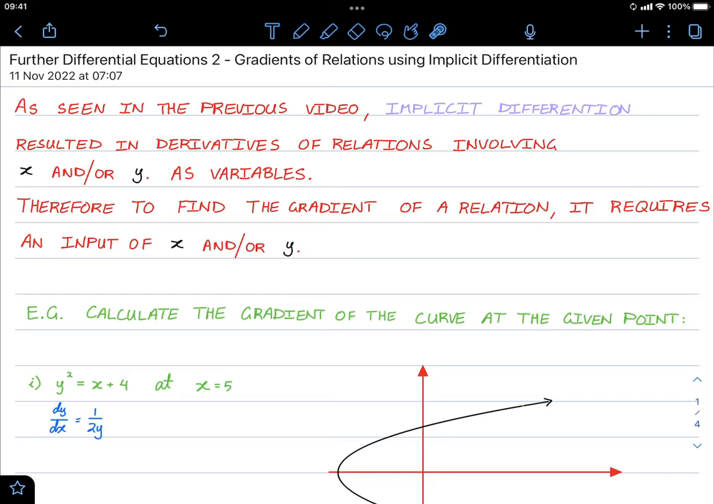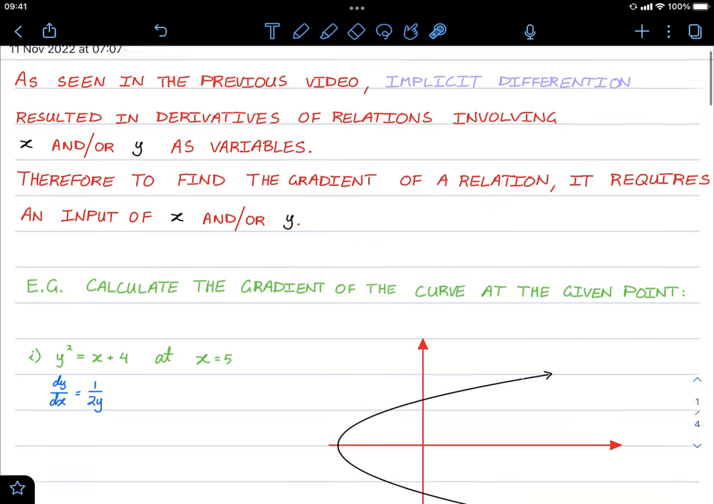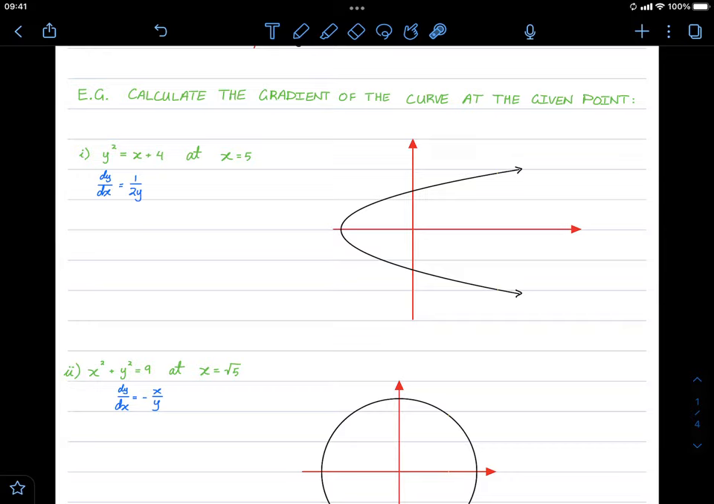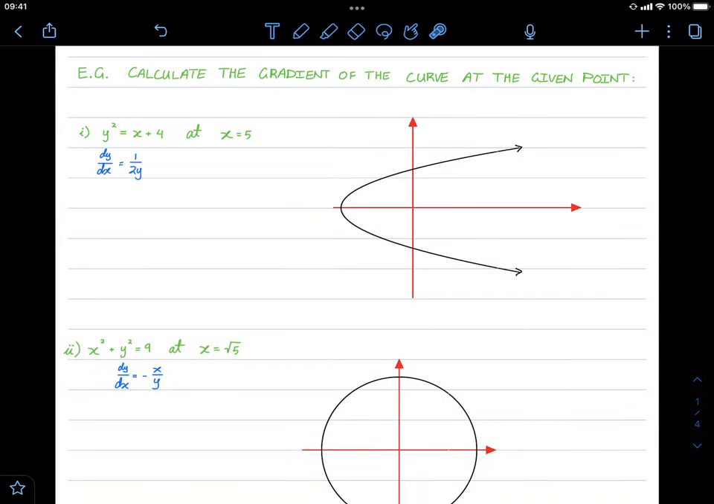As seen in the previous video, implicit differentiation resulted in derivatives of relations involving x and or y as variables. Therefore, to find the gradient of a relation, it requires an input of x and or y. So we'll be looking at finding the gradient of a curve at a point of these relations, which, by the way, will be the exact same 6 that we've already differentiated in the previous video. All we will be looking at is how to find the gradient at the point given.